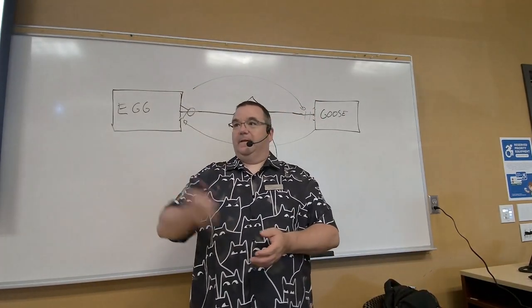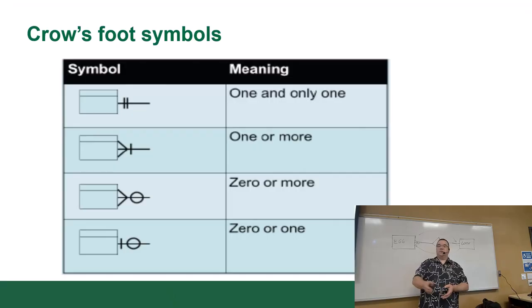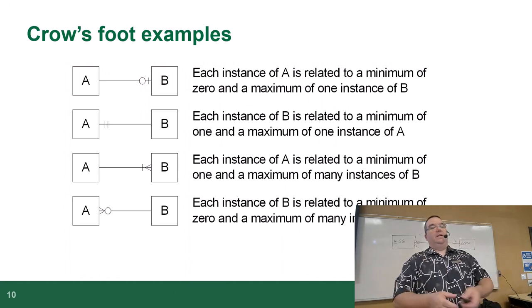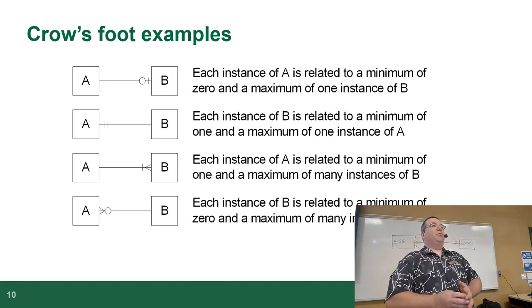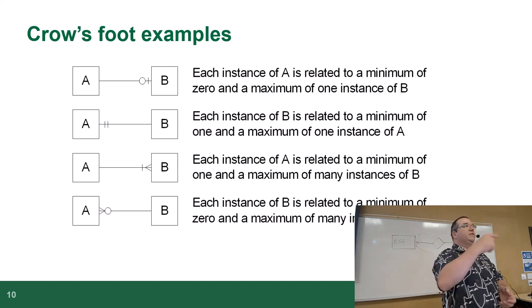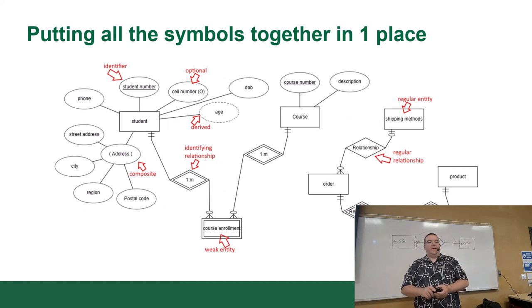Any other questions? Going once, twice, three times. All right. Well, I already did all these examples on the board with better examples, but here's a slide that basically explains how these symbols work without the diamond. Some people choose not to put the diamond in. Okay, so here's that.